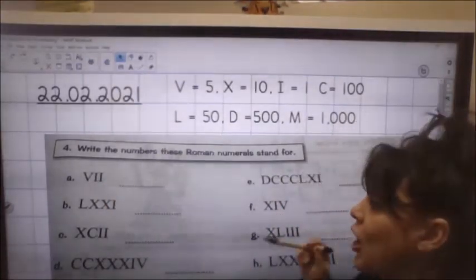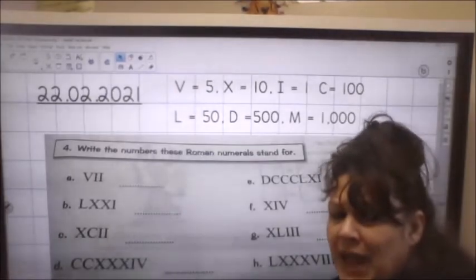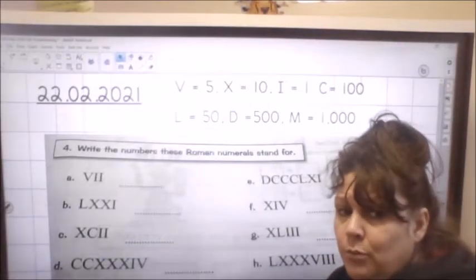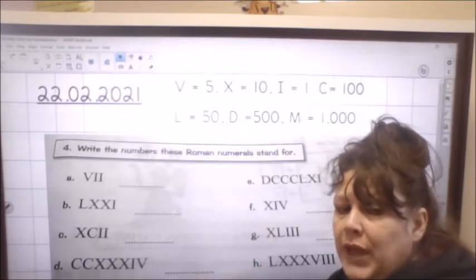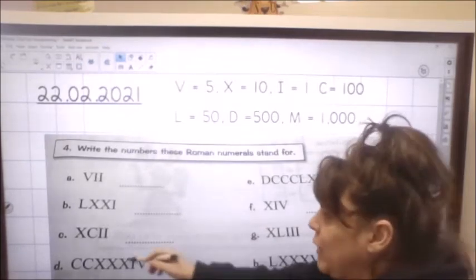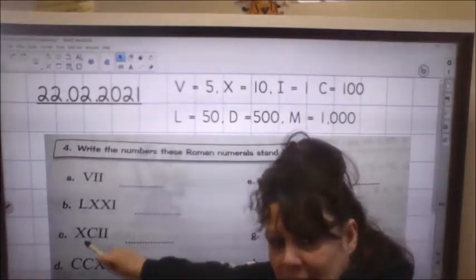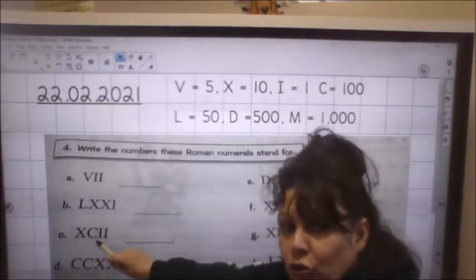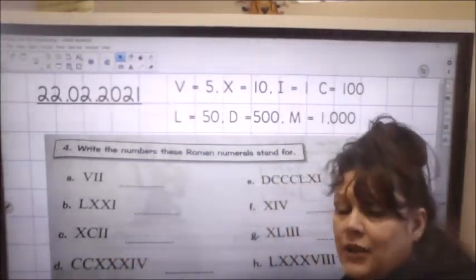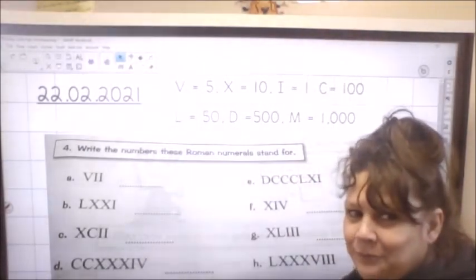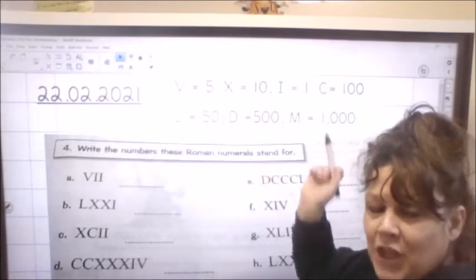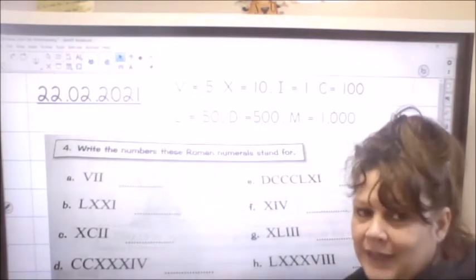Okay. But if we have a smaller value Roman numeral in front of a larger value Roman numeral, we have to subtract it. So here we've got X, which is 10, and that's in front of C, which is 100. So we've got to take the 10 away from 100. Okay, so you know the value and you know the two tricks of the trade.